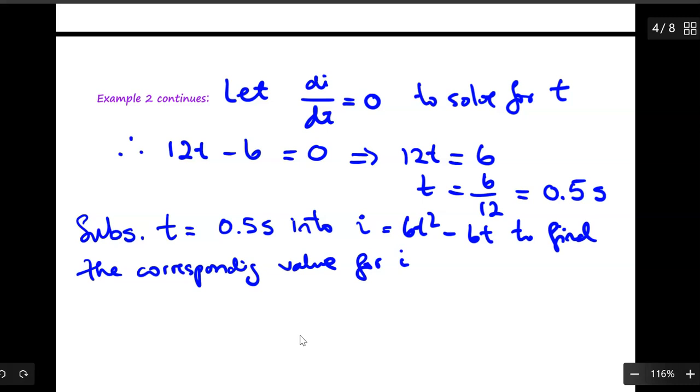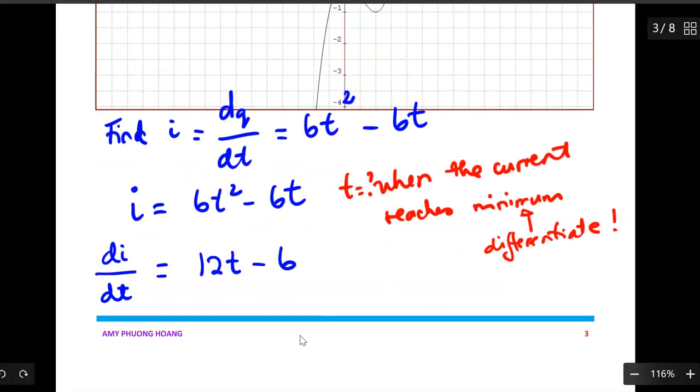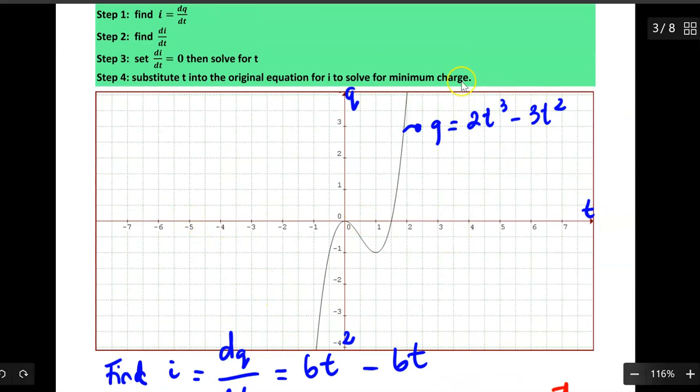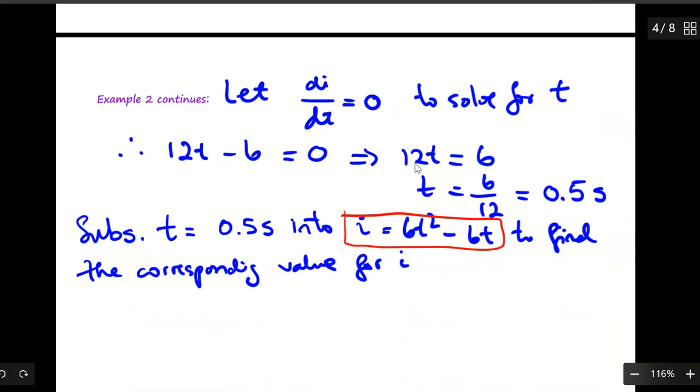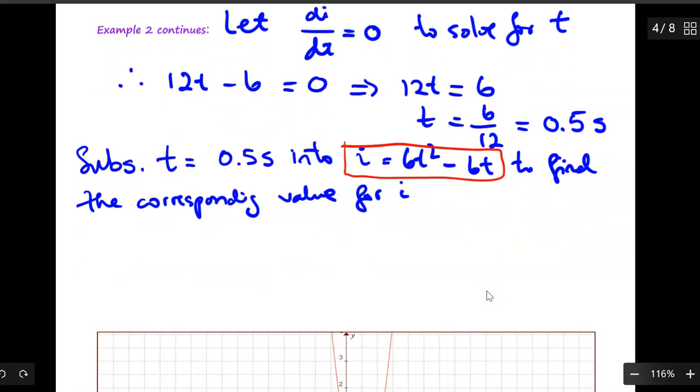This is very important because it's so easy to make a mistake here. We are going to substitute into the original equation, but this Q is the one given to us so that we can find I. And they are asking for the minimum I. So therefore, we need to find the corresponding I at the value t equals 0.5 second. So I will write it here. I of 0.5 will be equal to 6 times 0.5, all of it squared.